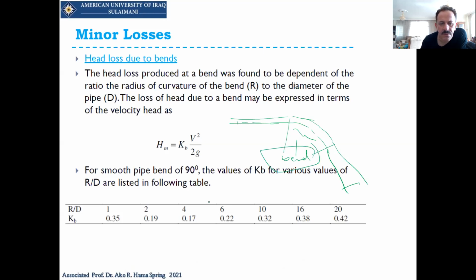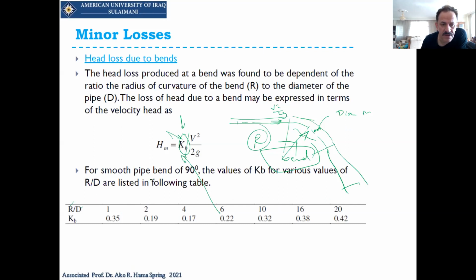For this bend, we have to consider the coefficient KB, the bend coefficient. The head loss is the velocity squared over 2g times the coefficient of this bend. And this coefficient of the bend depends on the diameter of the pipe, and it also depends on the curvature, the R that we have. So this R over D.